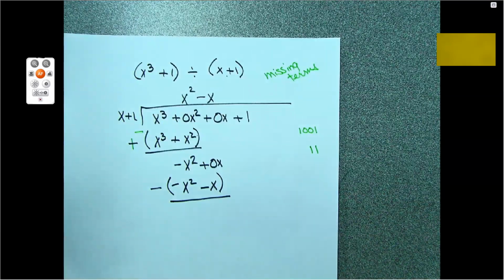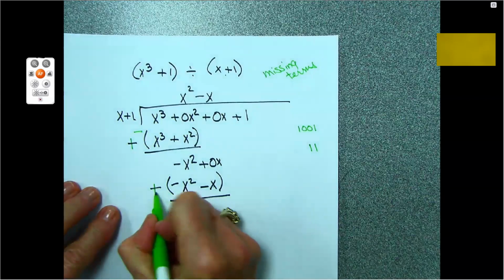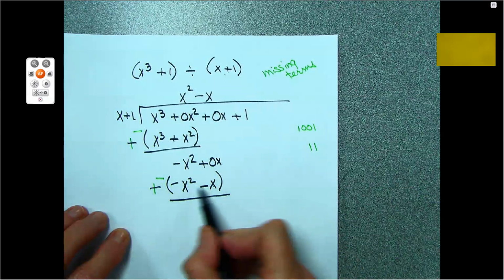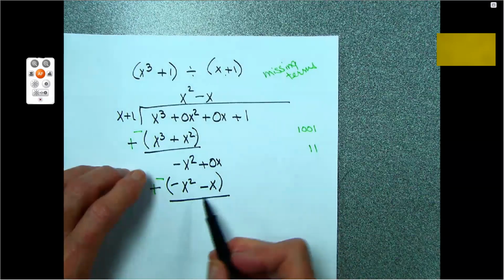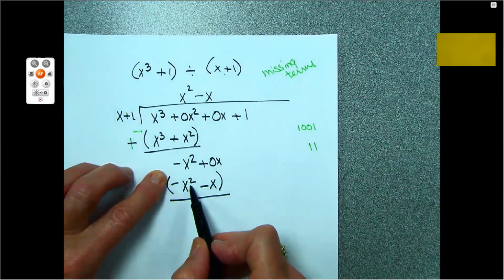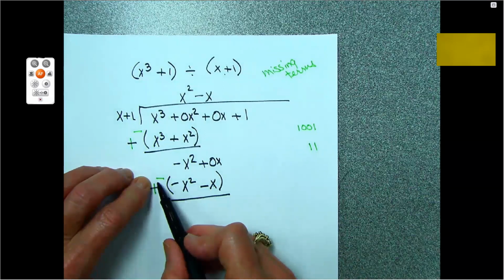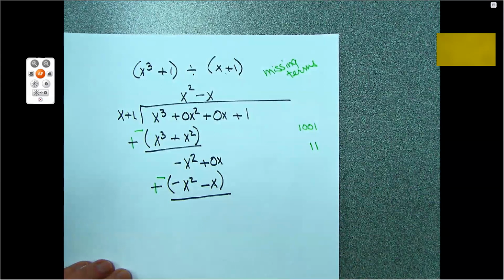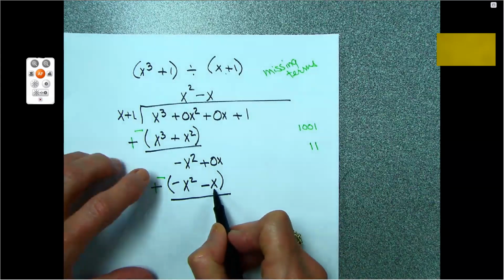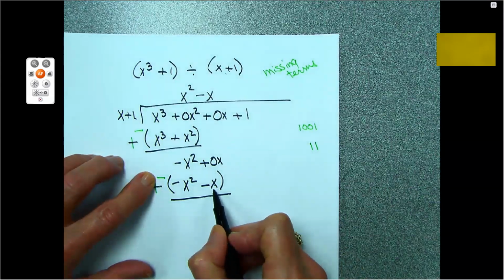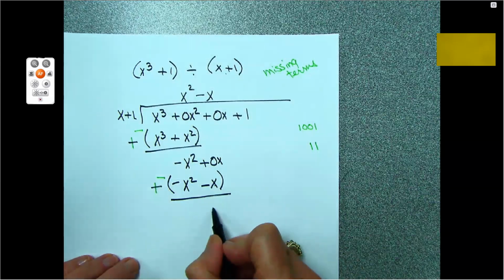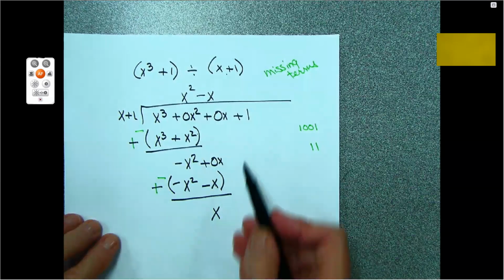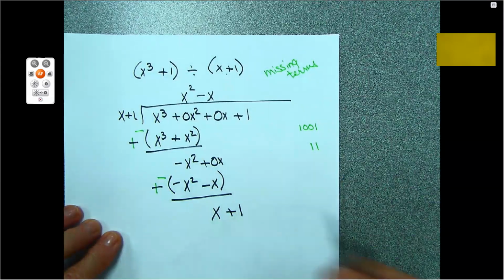Remember subtraction of polynomials? Change subtraction to addition and add the opposite of this polynomial, which changes the sign of each term. So I have a negative x squared. I need its opposite. That's positive x squared, plus a negative x squared goes to 0. This is a negative x. I need its opposite. The opposite of a negative x is positive x. And I need to bring down the next term.